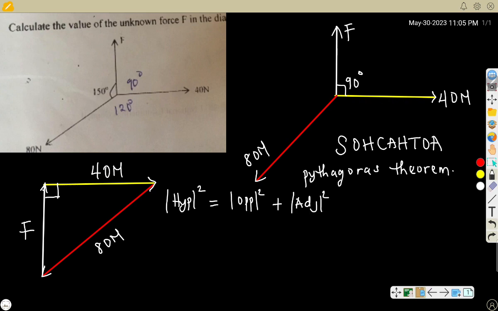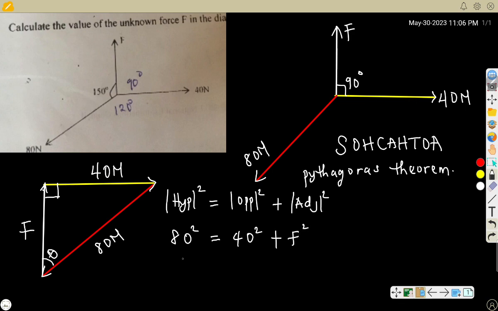So what's the hypotenuse here? Hypotenuse is 80. So that means 80 squared. This is the longest side. This is hypotenuse. Anywhere that right angle is facing is hypotenuse. Anywhere can be your opposite. We don't have an angle here. If I call here my theta, then that place will be opposite. So here is 40 squared, then plus adjacent is now F. So that will be F squared.